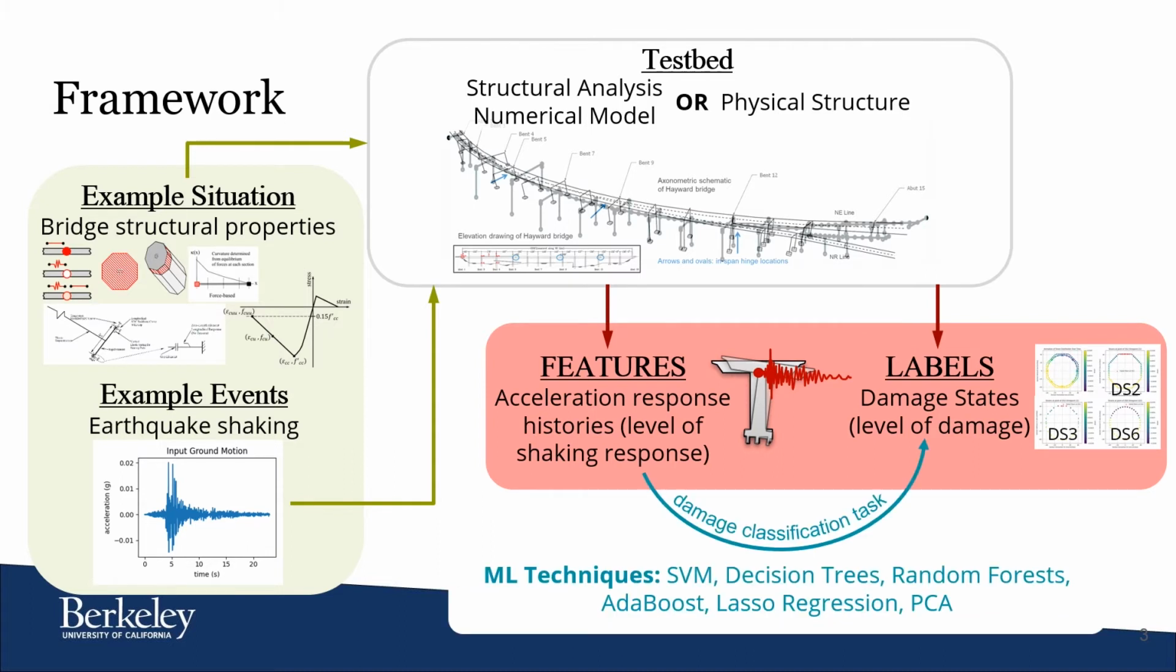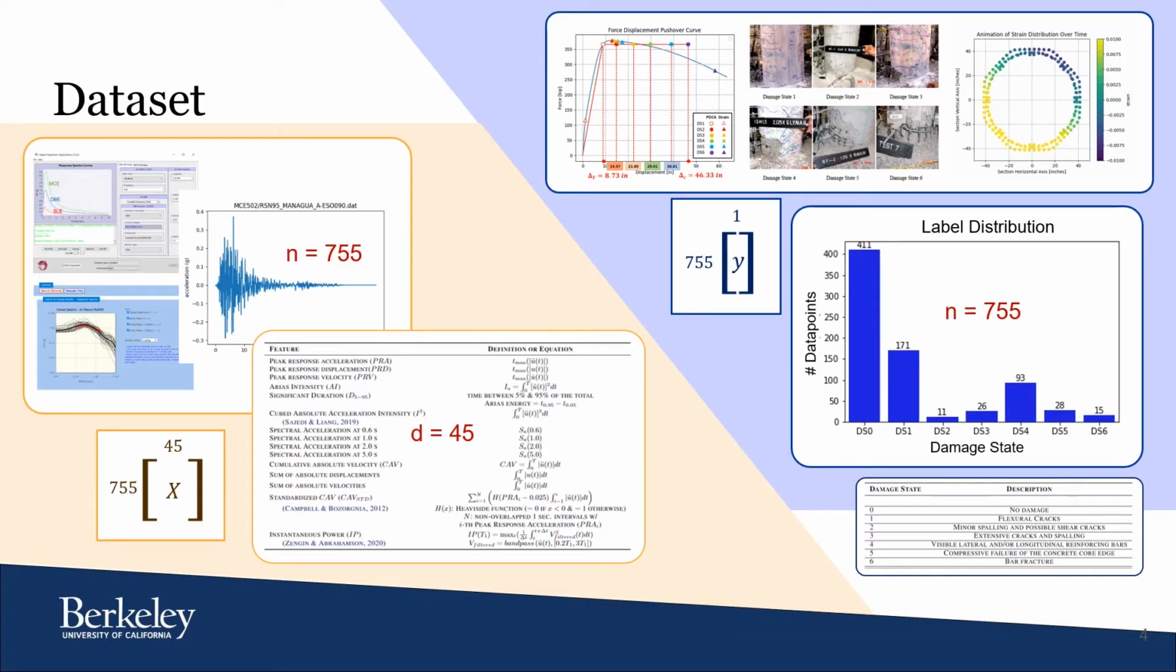Now we can train machine learning models to perform this damage classification task. In the end, when a new situation occurs, the hope is that the machine learning model can accurately predict damage states rapidly. The dataset that we used for this study includes 755 data points with 45 extracted features called demand measures. These features correspond to the intensity of structural vibration. The data labels come from simulated strain responses at the bridge, and based on material properties of the concrete and steel, we can assign damage state labels.